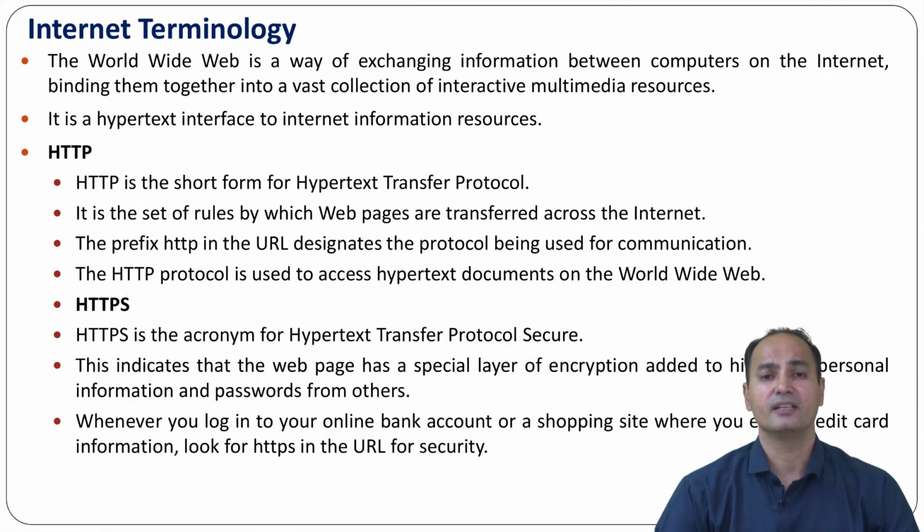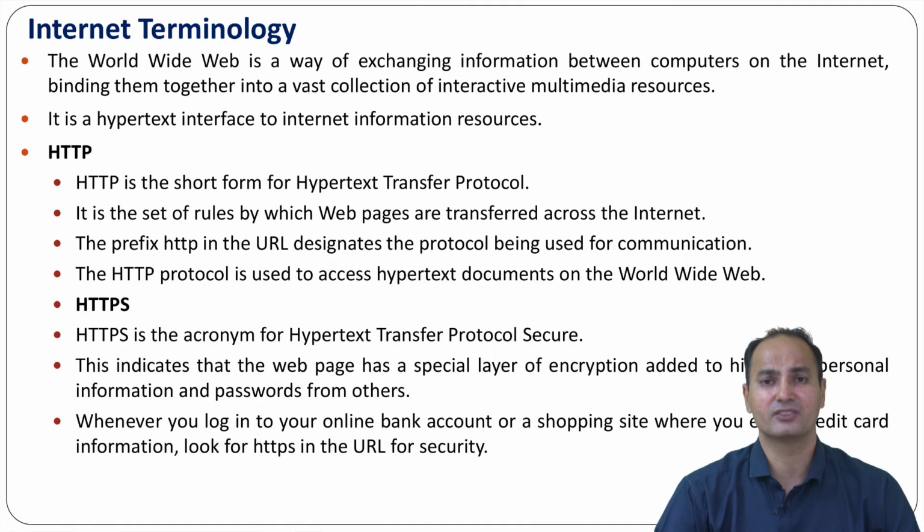So simply, if we have to define the World Wide Web, it is a part of the internet. When we are talking about the internet and want a URL kind of mechanism, then www allows us to access the websites of particular organizations. The World Wide Web is a way of exchanging information between computers on the internet, binding them together into a vast collection of interactive multimedia resources. It is a hypertext interface to internet information resources. So after getting clarity regarding www, it's simply a part of the internet which allows us to access internet services using hyperlinked documents.